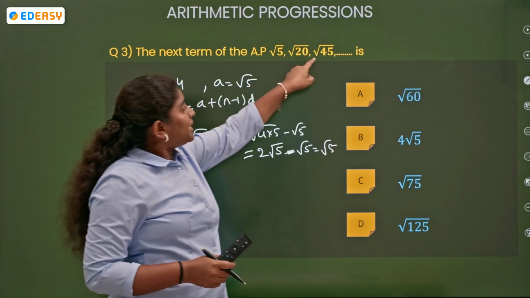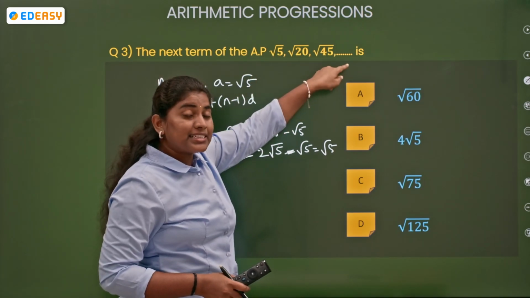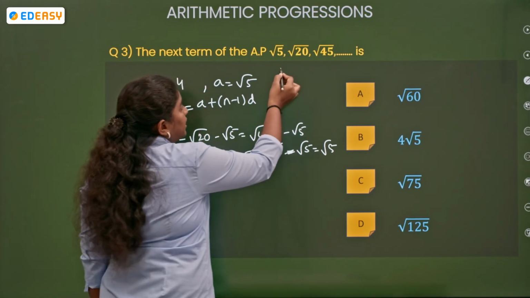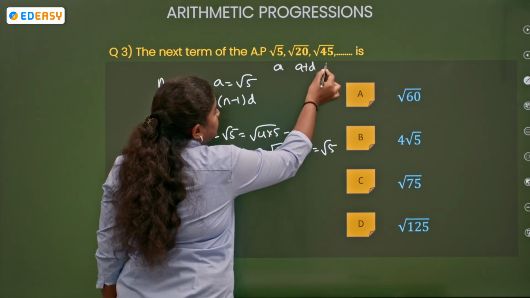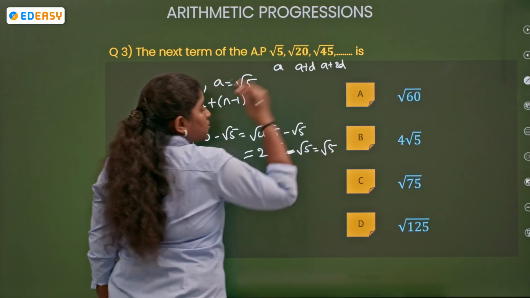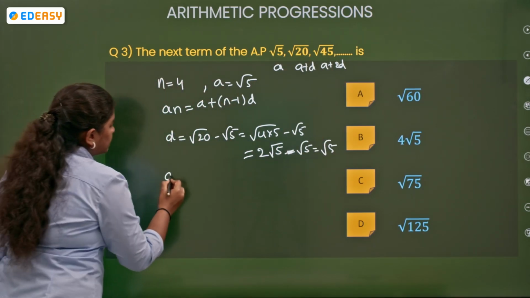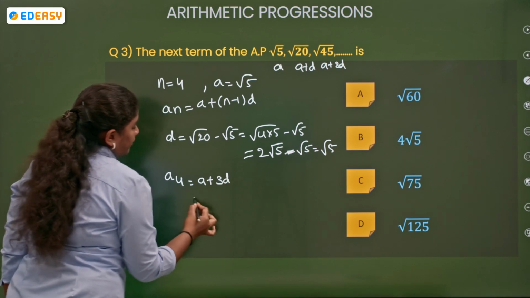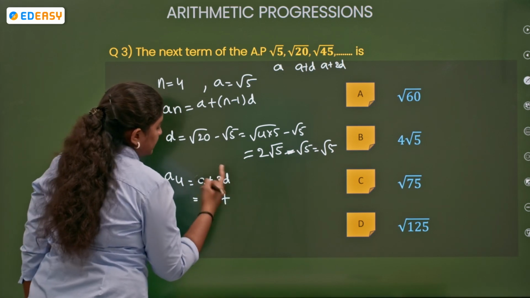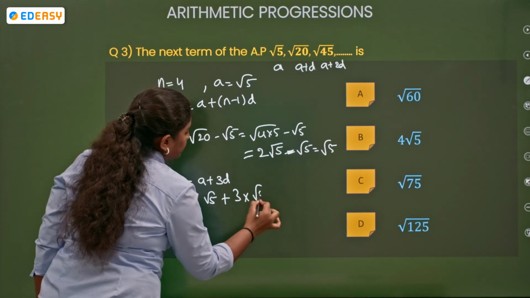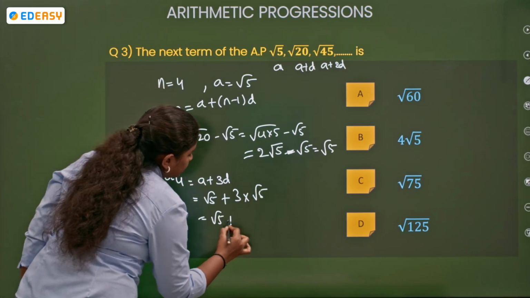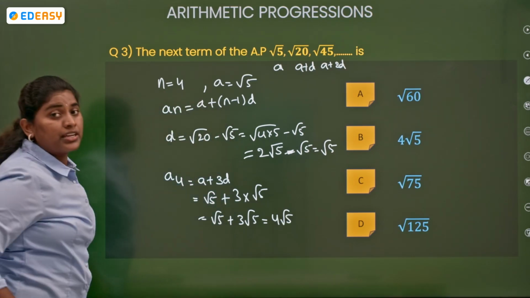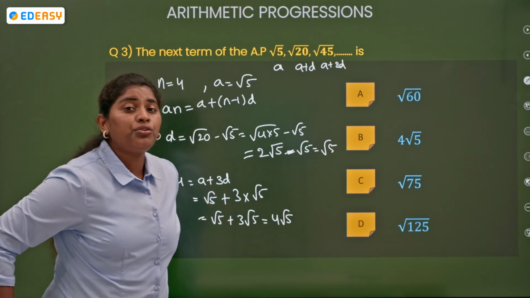So how will we get the next term? For these you need to add. Here I will tell you, this is my a, this is my a plus d, and this is my a plus 2d. So what will the next term be? The next term will be your a4, which is a plus 3d. So a is your root 5 plus 3 into root 5. Now root 5 plus 3 root 5 is nothing but your 4 root 5. Right? So the next term will be your 4 root 5.